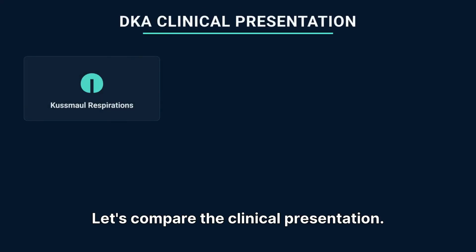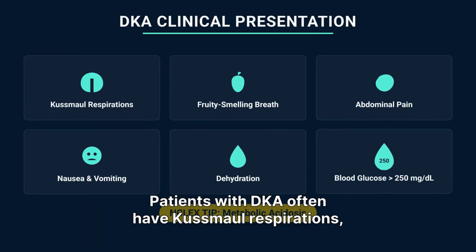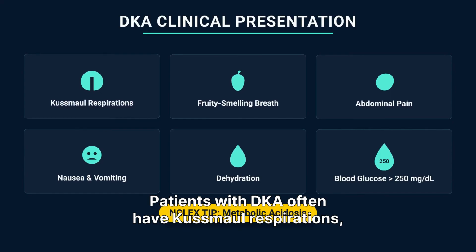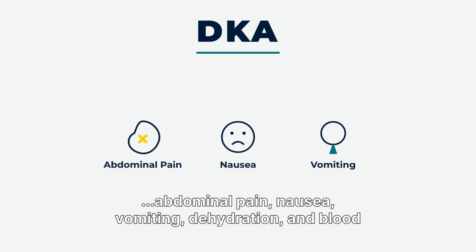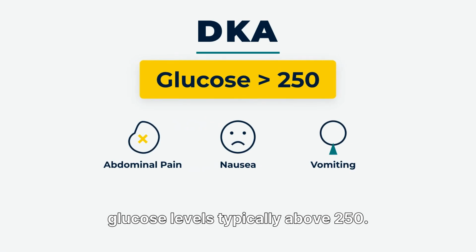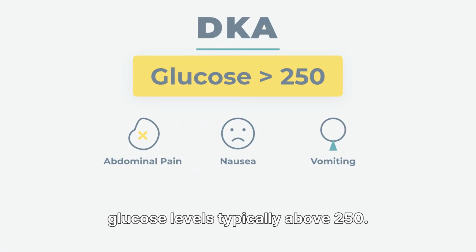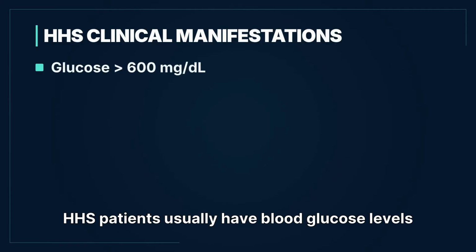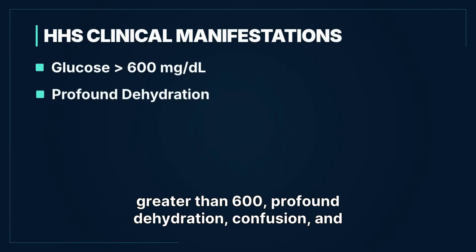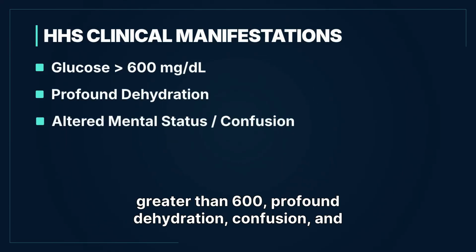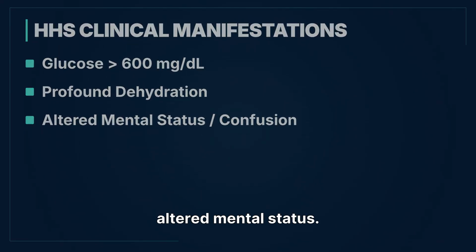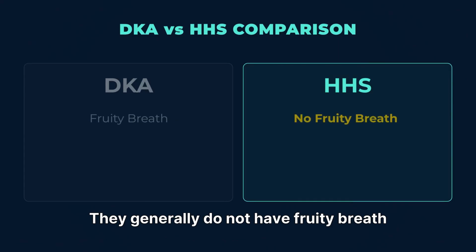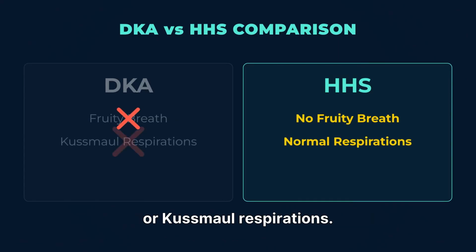Let's compare the clinical presentation. Patients with DKA often have Kussmaul respirations, fruity smelling breath, abdominal pain, nausea, vomiting, dehydration, and blood glucose levels typically above 250. HHS patients usually have blood glucose levels greater than 600, profound dehydration, confusion, and altered mental status. They generally do not have fruity breath or Kussmaul respirations.